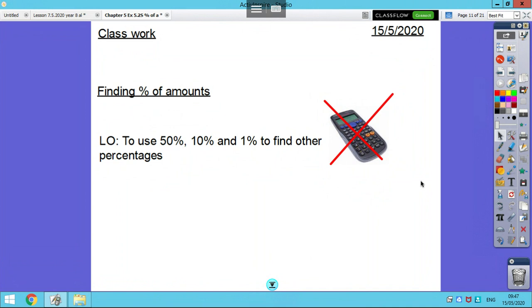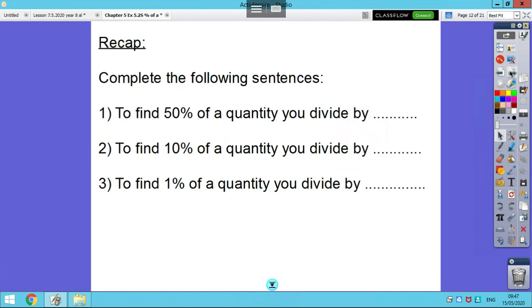So what I'd like you to do to start off is, as usual, write your date and title and your learning objective, and you'll see again today we're going to try and not use our calculator as much as possible. Okay, that's what we're going to really try and do. So pause the video, write those down, and we shall get going.